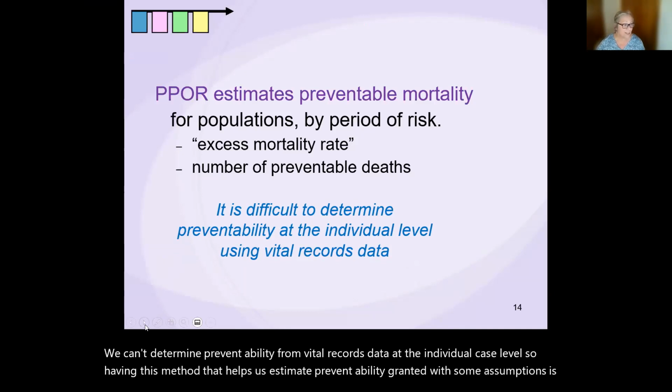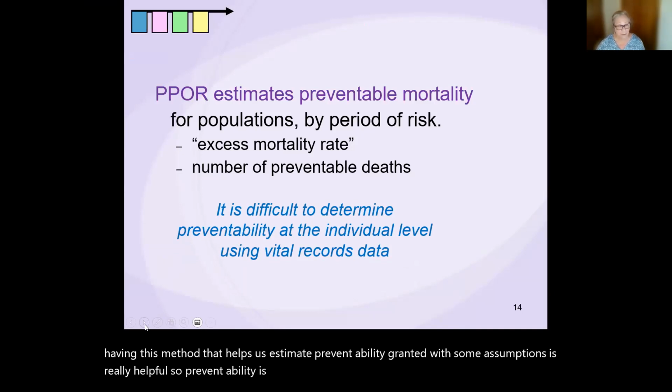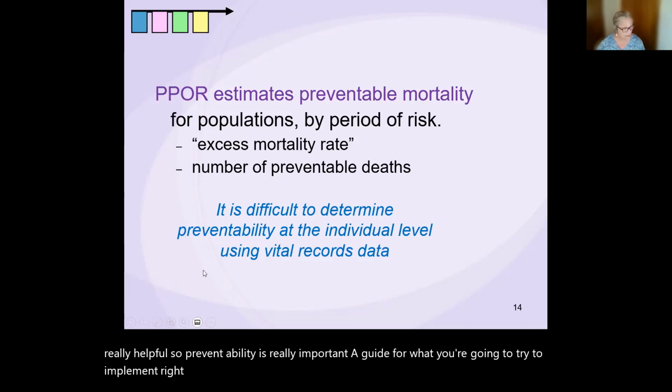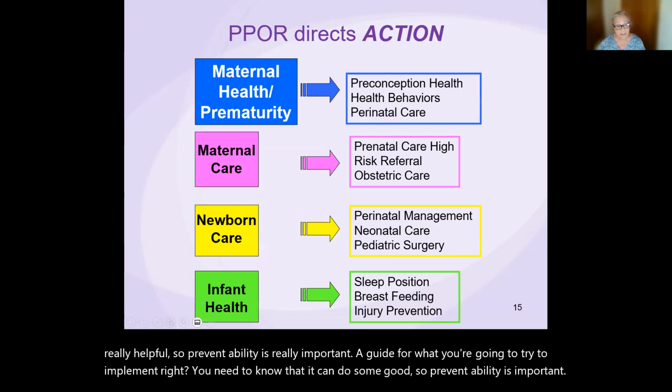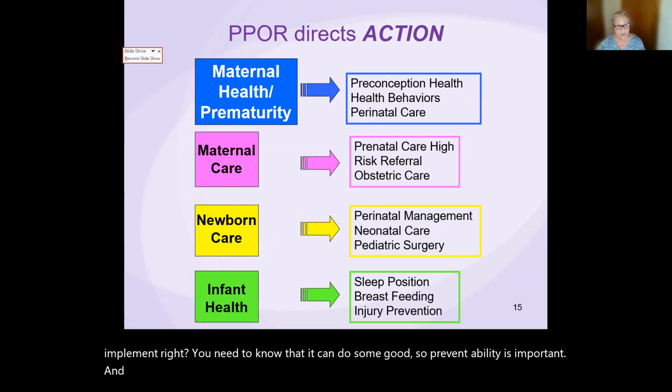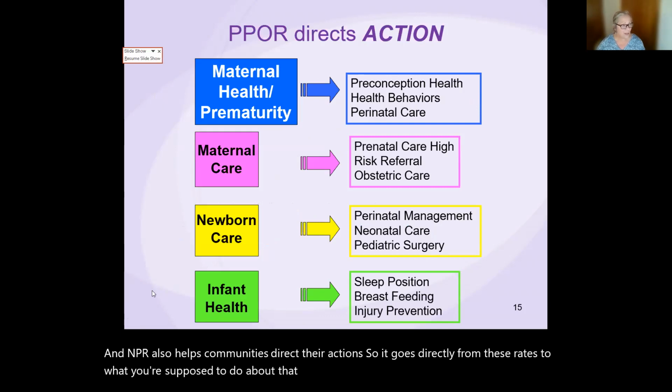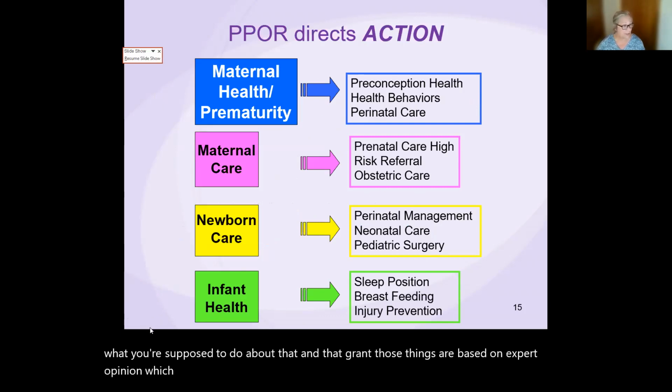So preventability is really important, a guide for what you're going to try to implement, right? You need to know that it can do some good. And PPOR also helps communities direct their action. So it goes directly from these rates to what you're supposed to do about that. And those things are based on expert opinion, which is always changing. You know, the research changes and improves our understanding.